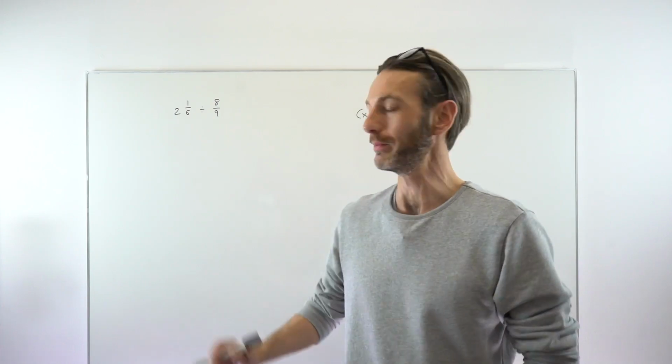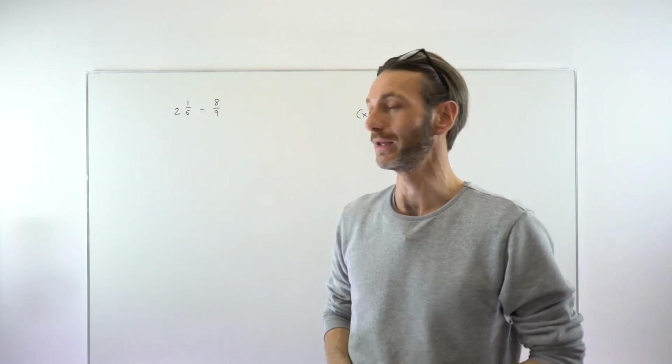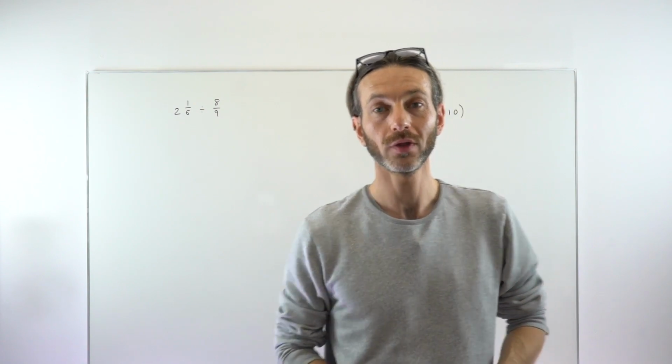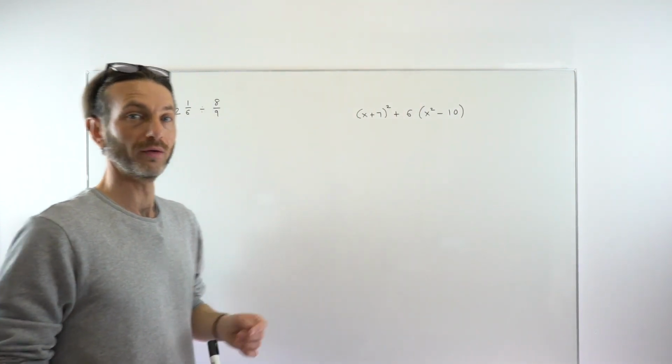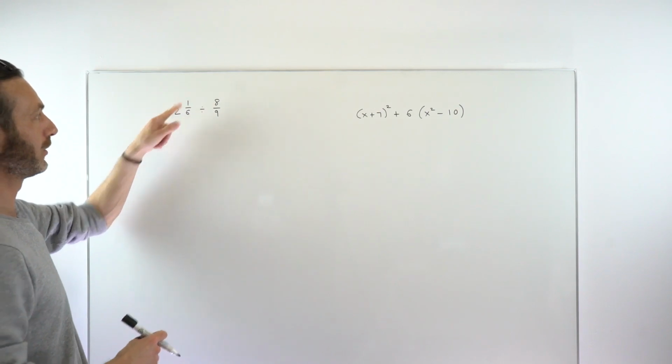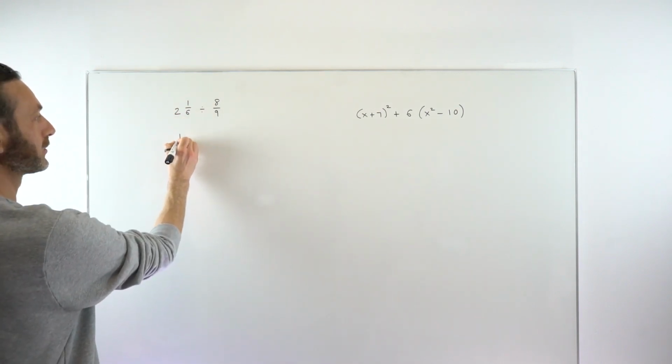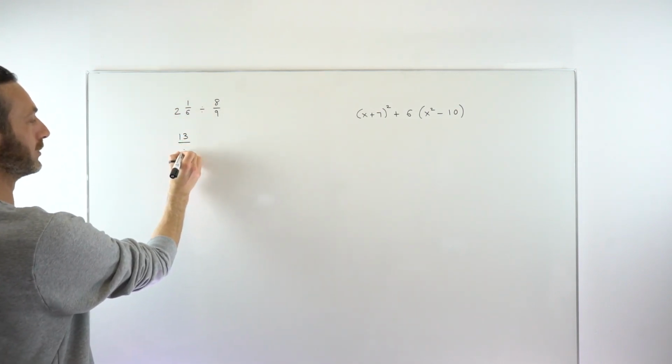In question 1, we've got the mixed number 2 1/6 divided by the fraction 8 over 9. So let's start by changing the mixed number into a top-heavy fraction. So 2 times 6 is 12, plus 1 is 13. So that fraction will be 13 over 6.